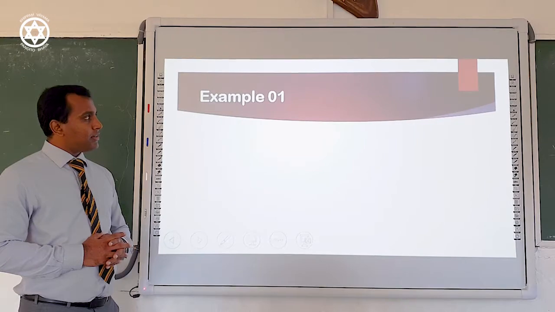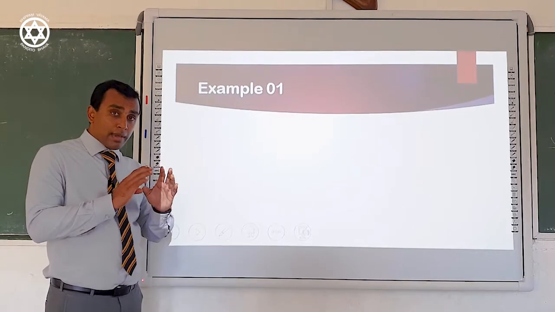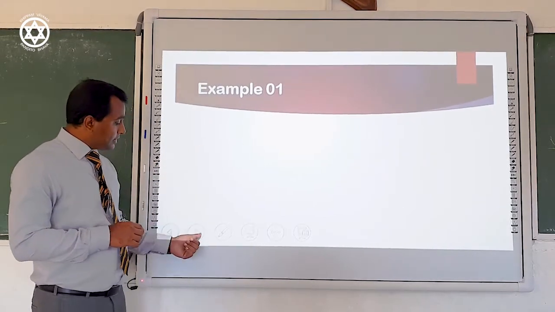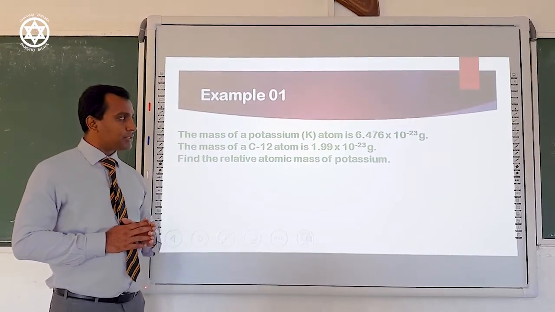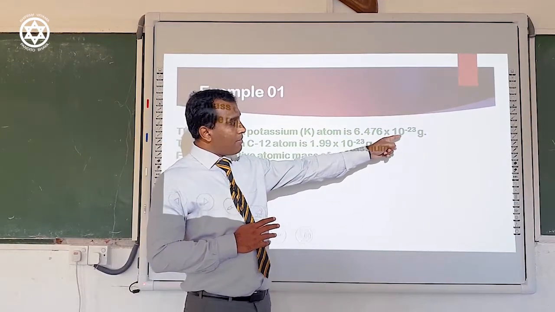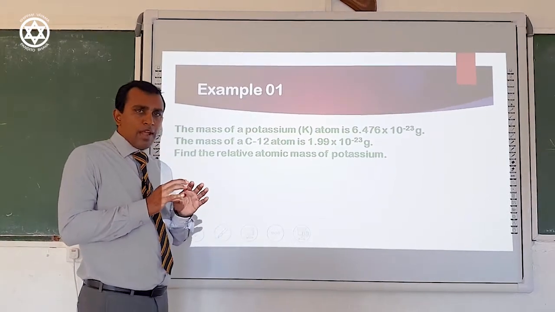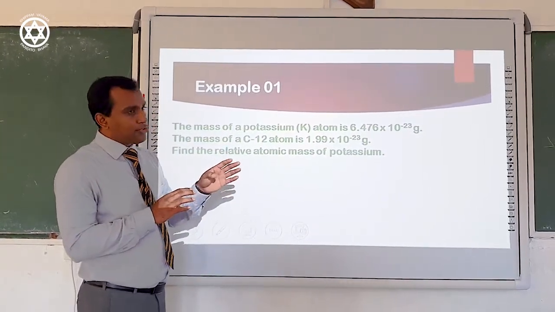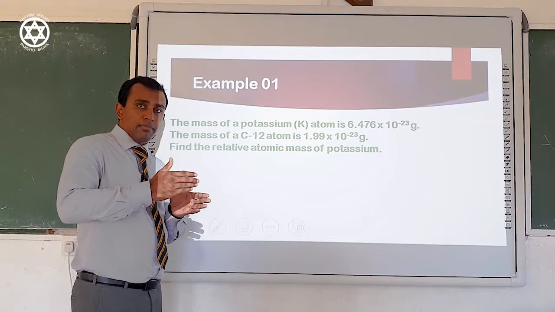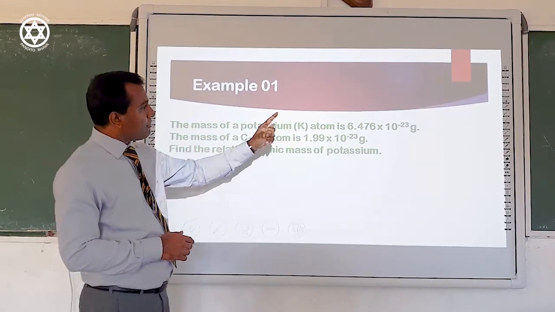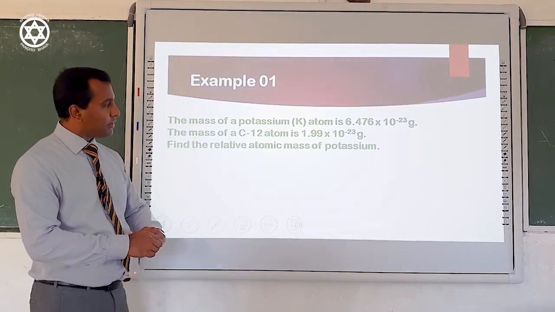Now we are going to find how to calculate the relative atomic mass of an atom. Let's see the data we have supplied. The mass of a potassium atom is given in 10 to the power minus 23 gram. That means it is not a very high value, it is a very tiny value. Minus 23 means there are a number of zeros behind the decimal point. Right? The mass of a potassium atom is 6.476 into 10 to the power minus 23 gram.